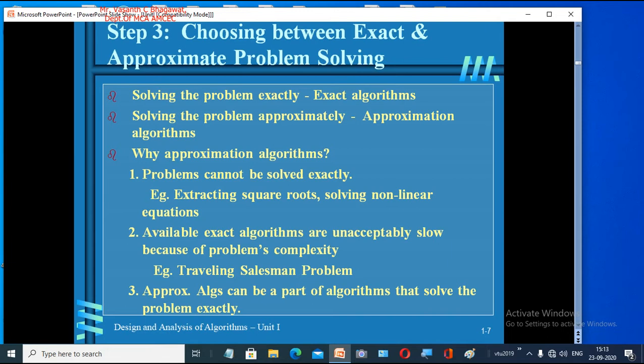So solving the problem exactly, we call that an exact algorithm or an approximation algorithm. That means the solutions are approximated, that means you don't have an exact solution. For example, the problem cannot be solved exactly, like a square root. When you find a square root, after the decimal point there are so many digits, infinite digits, or say the value of pi, 22/7.